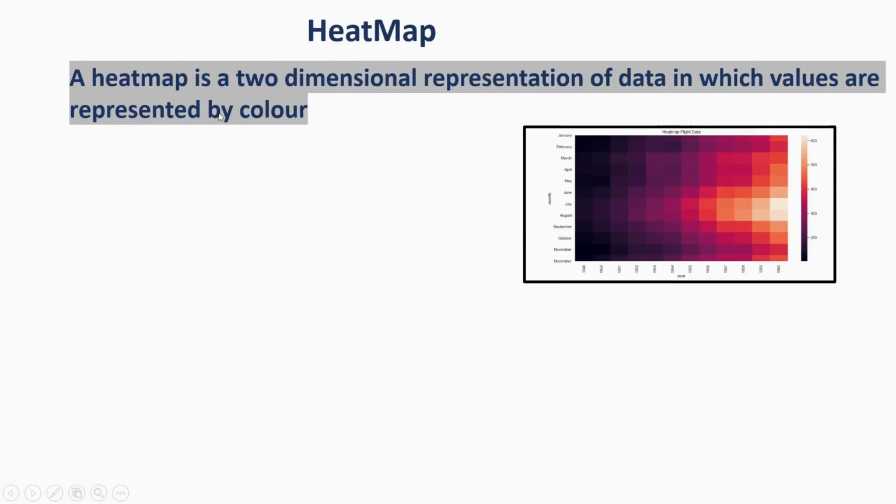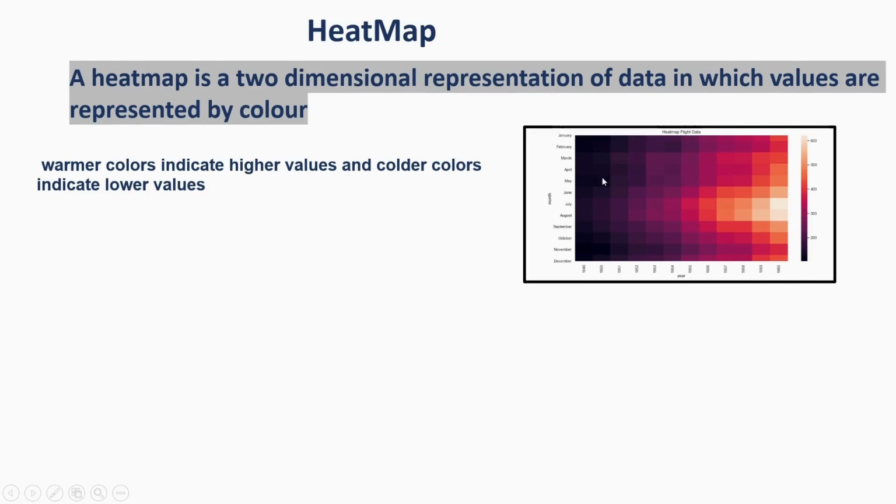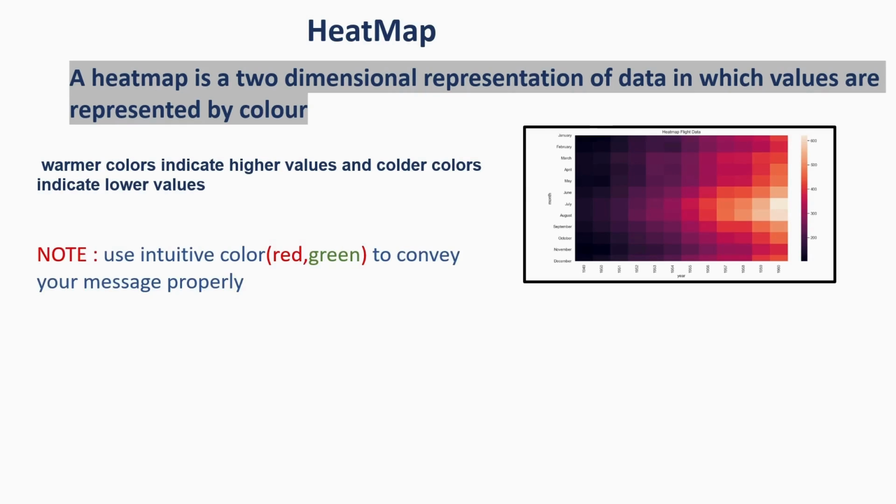A heat map is a two-dimensional representation of the data in which values are represented by color. These values should be numerical values. A warmer color indicates higher values, and colder, comparatively faded colors indicate lower values. Remember, a heat map can represent numerical values. Note that the color should be intuitive. Use intuitive colors so that your message is easily understood, like red and green.